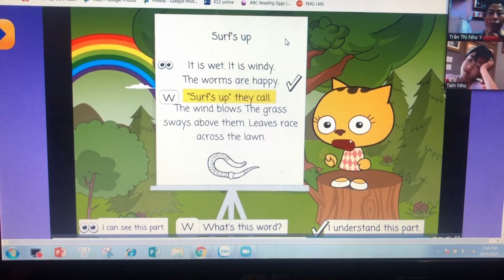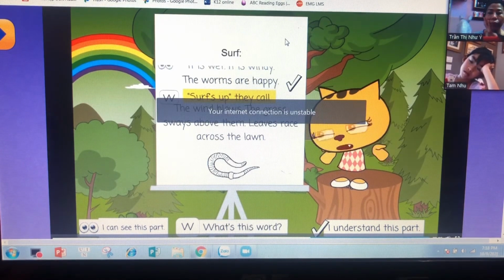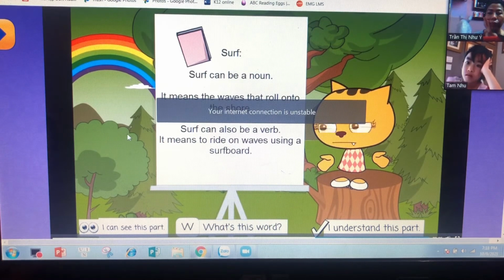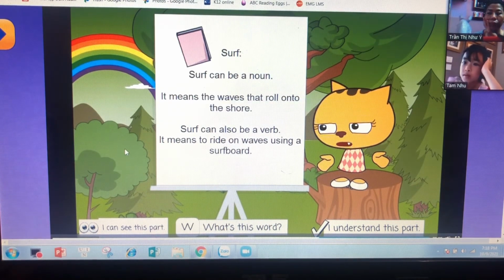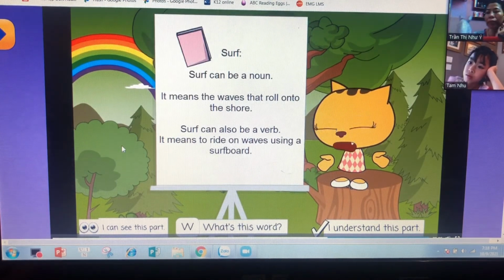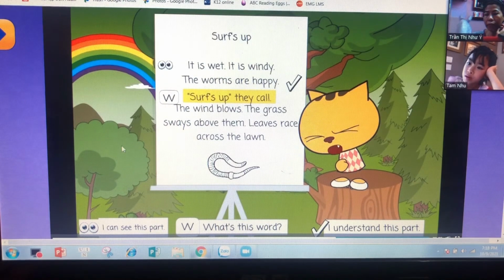Let's check what the word surf means. Surf can be a noun. It means the waves that roll onto the shore. Surf can also be a verb. It means to ride on waves using a surfboard. I'm still not sure what surfs up means, but the rest of the text might help me find out.